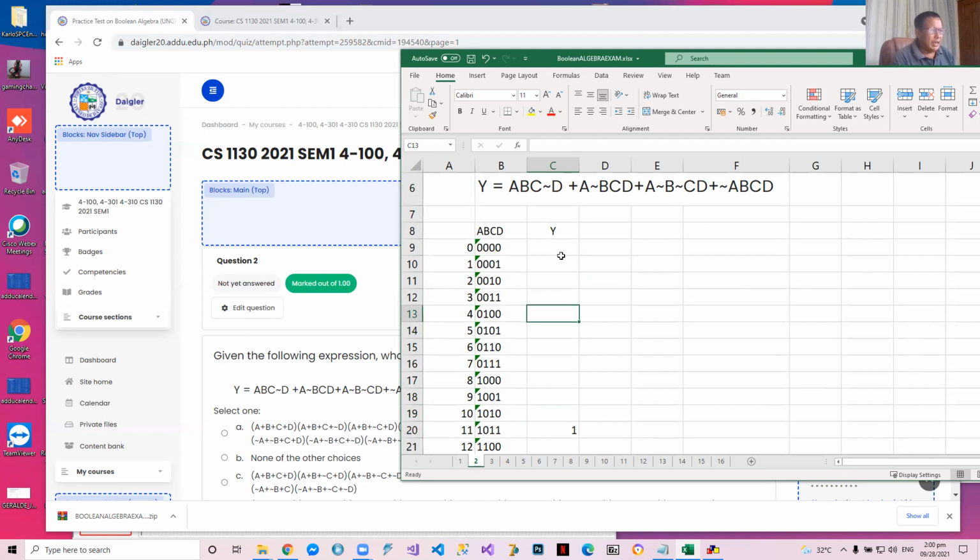And the third is A, not B, not C, D. So that's 1, 0, 0, 1, okay. And the last is not A, B, C, D. That's 0, 1, 1, 1. So these are the min terms. Okay. So now let's identify the max terms. They're the zeros.